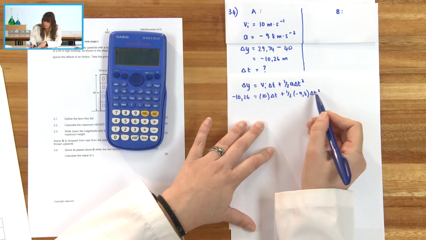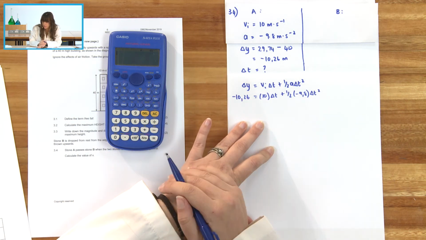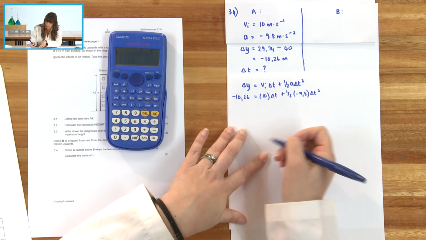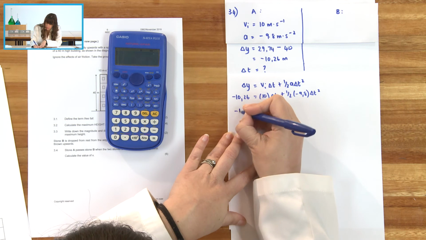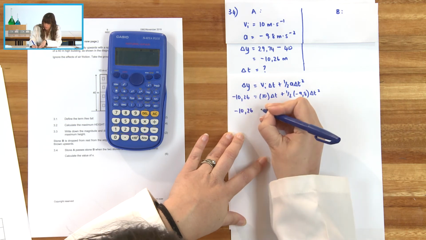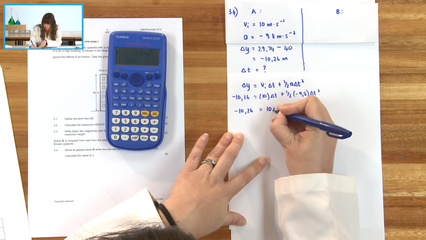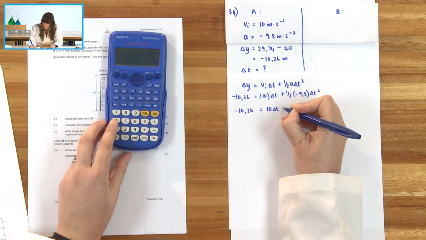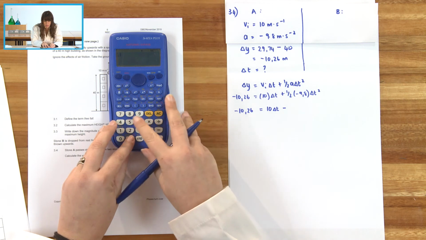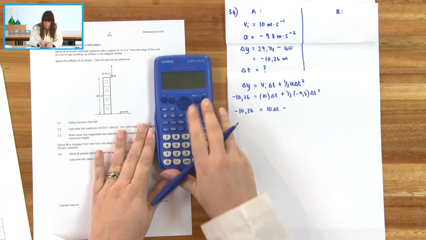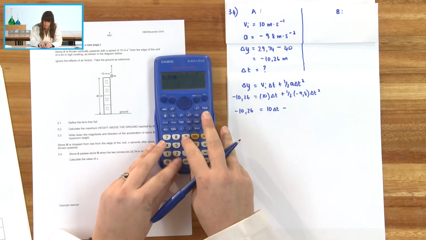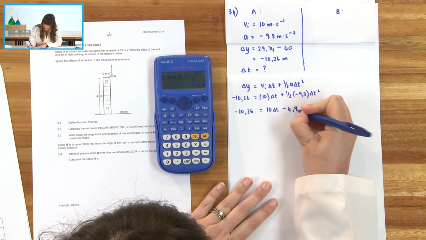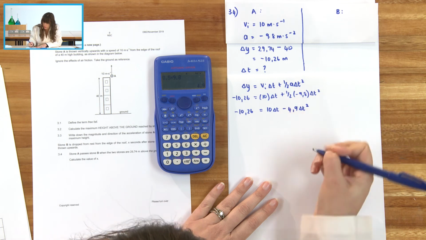And so here we can see the startings of a quadratic equation. We're going to get it into our standard format. We've got negative 10.26 is equal to 10 delta t minus, a positive times a negative is a negative, minus 0.5 times 9.8, we get 4.9 delta t squared.